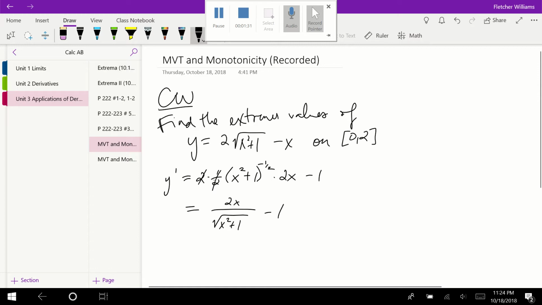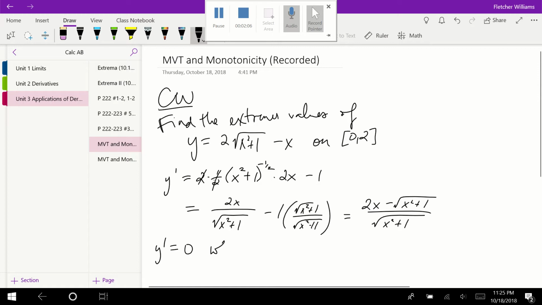Okay. And the thing you might want to do is get a common denominator. So multiply this 1 by root x squared plus 1 over root x squared plus 1. That'll end up giving you this function. Okay. And then two things. So you can find out where that derivative equals 0. That's going to be whenever the top equals 0.